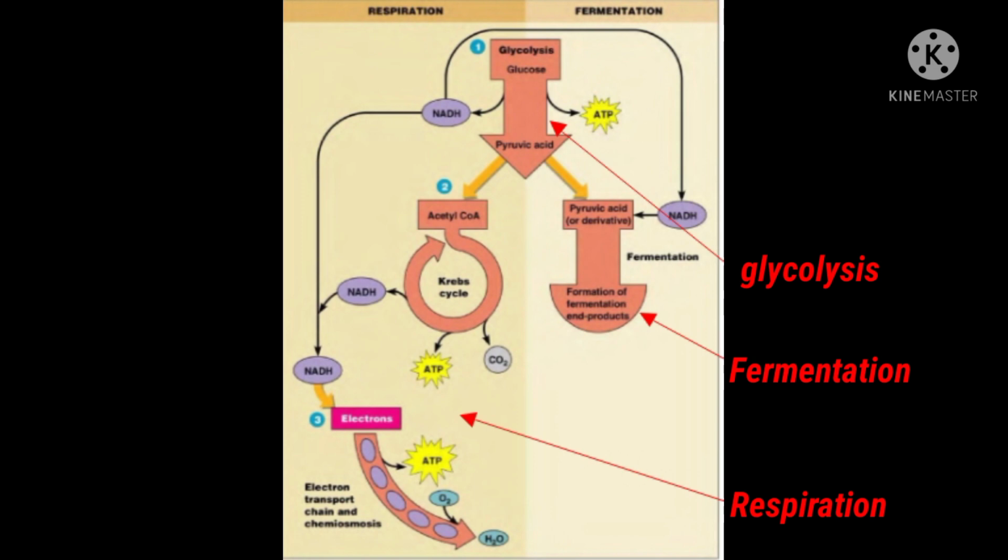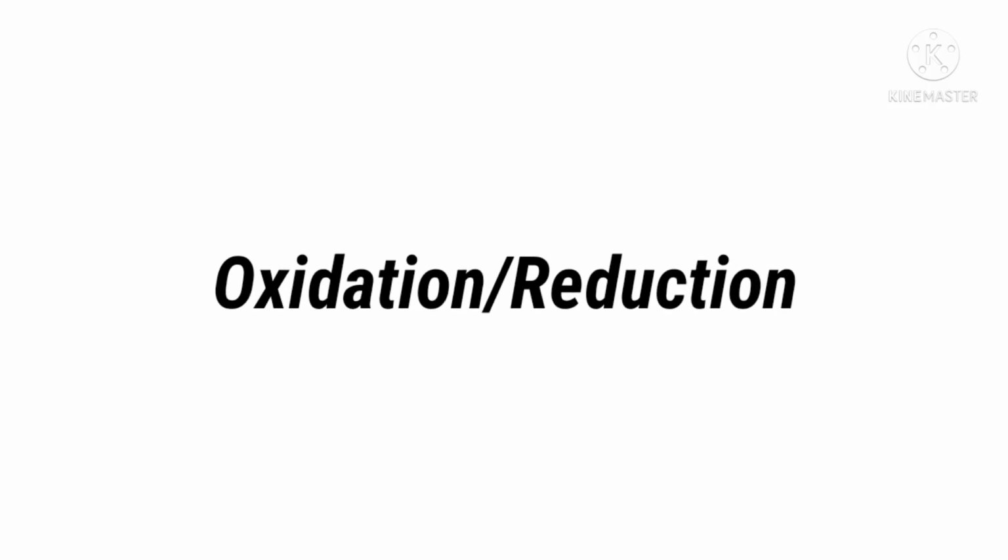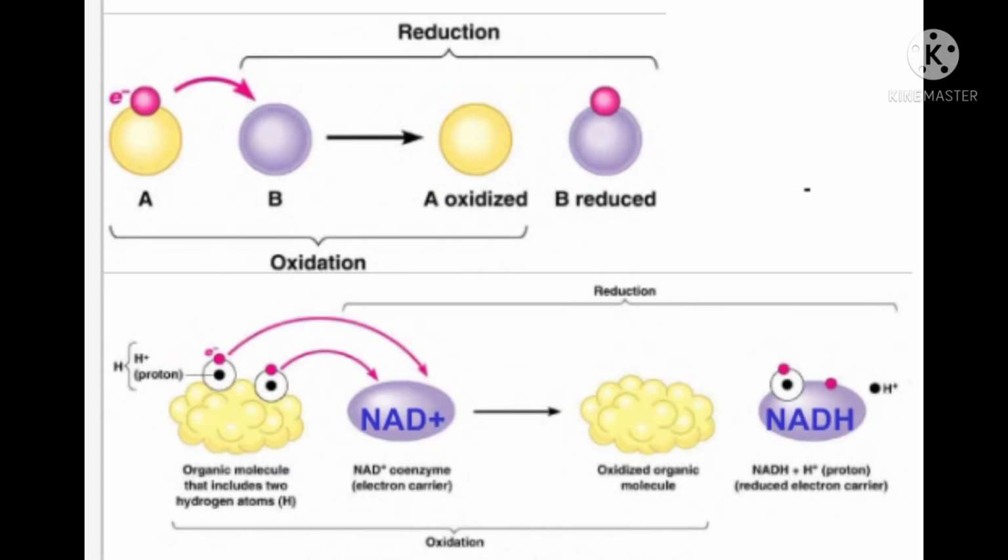So, it also transfers high energy electrons to NAD positive to yield NADH. Now, let's go to oxidation and reduction. Much of the energy in food molecules such as glucose is captured as high energy electrons by electron carriers such as NADH and FADH2.